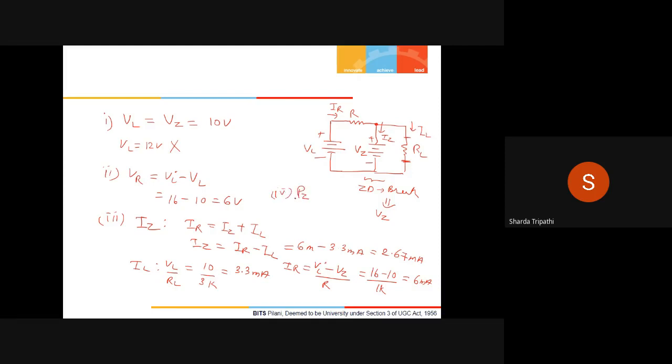इसमें PZ निकालना था हमको. So PZ will be equal to VZ into IZ. VZ is fixed. This is 10 volts. And IZ I just found out. This is 2.67 milliamperes. So this will come out to be 26.7 milliwatts.